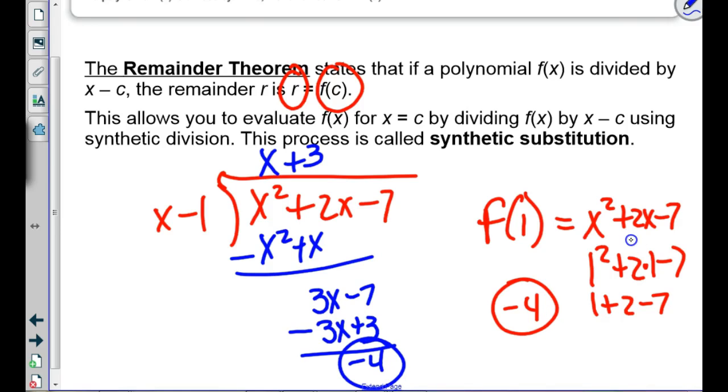So substituting in the 1 gave me the remainder. So why is that good? Well, if I wanted to know if it was going to go in evenly, I could have just substituted it in from the beginning on my calculator and found out it wasn't going to work, right? It wasn't going to go in evenly.